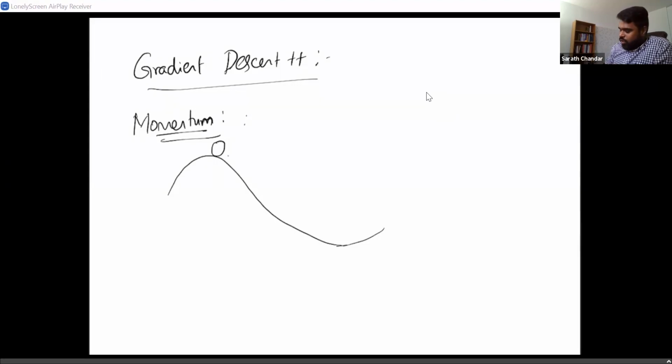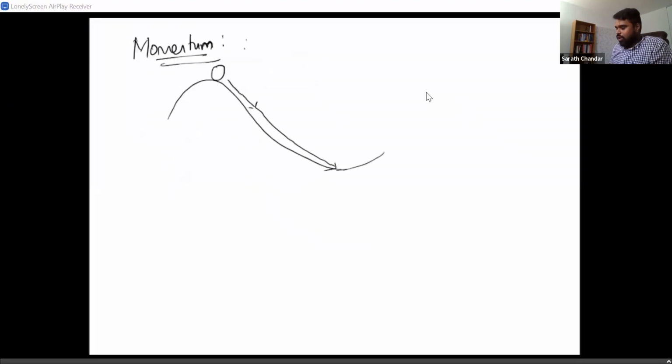If it is going to move in the same direction, initially it's going to be at a certain speed, and since it is going consistently in the same direction, it is going to gather momentum so that it goes faster to this place instead of going at the same speed. Now we are going to simulate the same idea with gradient descent as well. Why do we need to do this?